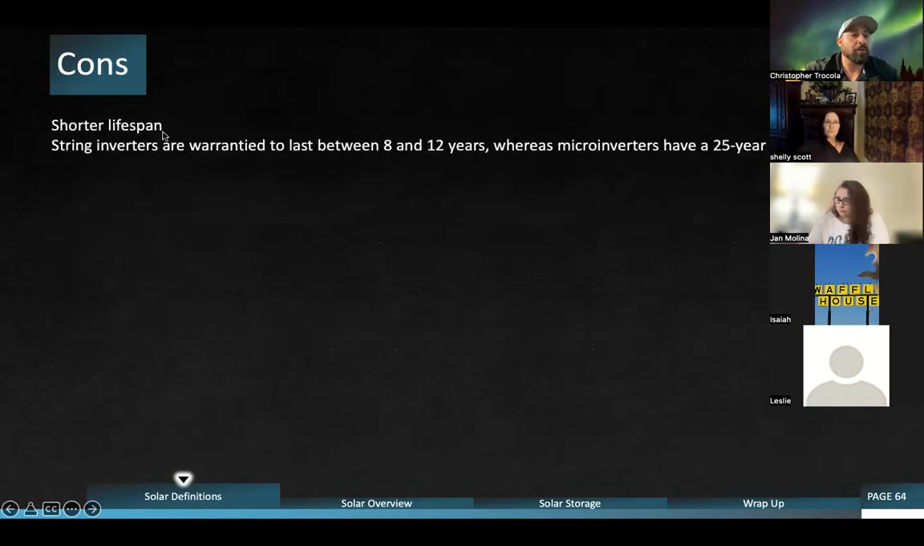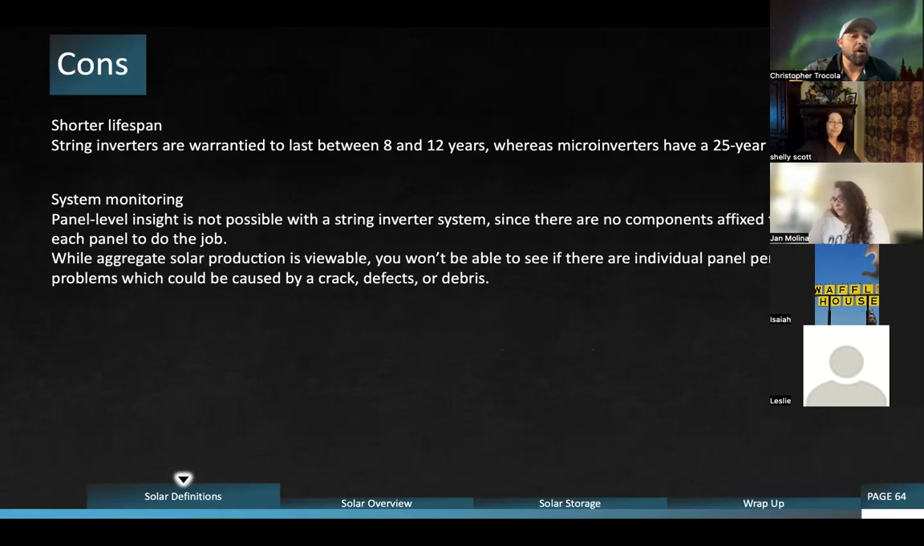More cons, they have a shorter lifespan. Warranties are typically only about 8 to 10 years, and they only last about 8 to 12 years. Okay. Microinverters are warranted for up to 25 years. System monitoring is you can see what your system is producing as a whole, but you can't see each panel individually and what it's producing. So while aggregated solar production is viewable, you won't be able to see if there's any individual panel performance problems that would be caused by cracks, debris, or defects in the actual system itself, like burrs, right?